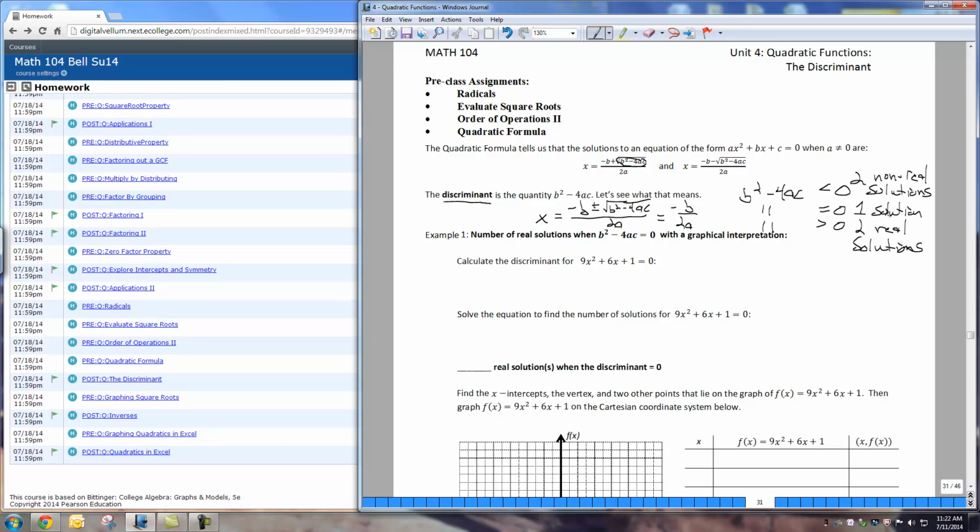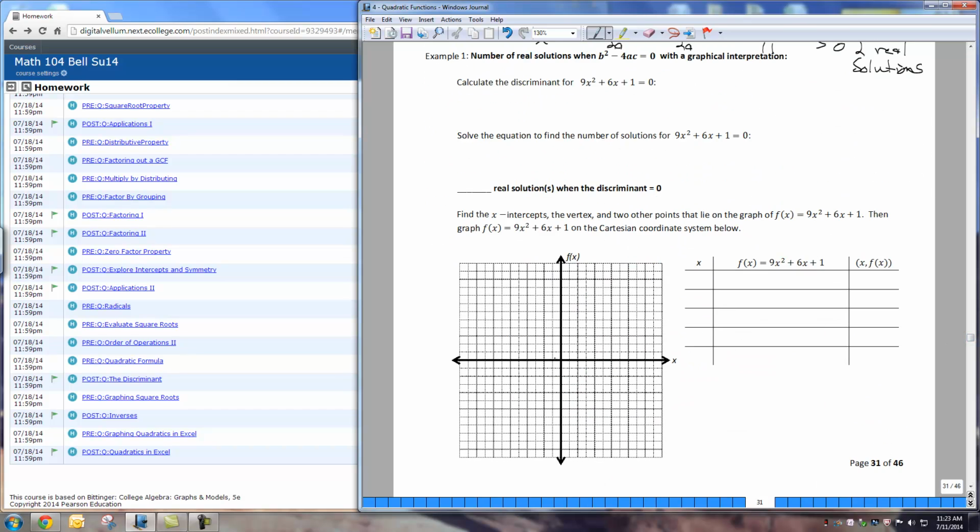The case where there's only 1 solution is when the vertex hits the x-axis. So here, if we notice, our vertex is going to be negative b over 2a, which is equal to negative 6 over 2 times 9, which is negative 6 over 18, which is negative 1/3. So the vertex on the x-axis is going to occur right here at negative 1/3.